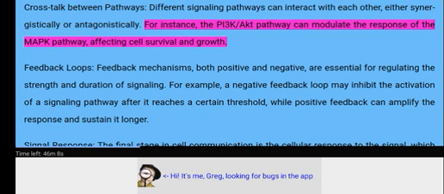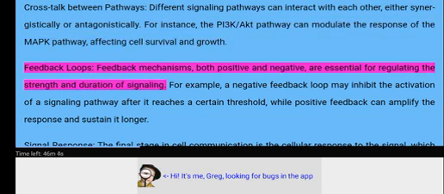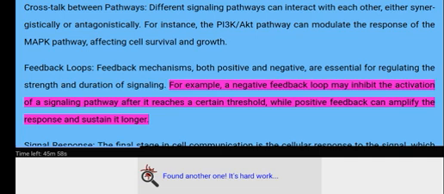Crosstalk between pathways. Different signaling pathways can interact with each other, either synergistically or antagonistically. For instance, the PI3K AKT pathway can modulate the response of the MAPK pathway, affecting cell survival and growth. Feedback loops. Feedback mechanisms, both positive and negative, are essential for regulating the strength and duration of signaling. For example, a negative feedback loop may inhibit the activation of a signaling pathway after it reaches a certain threshold, while positive feedback can amplify the response and sustain it longer.